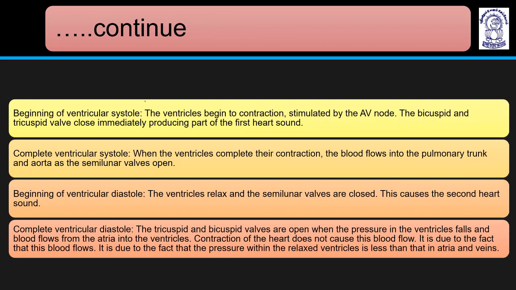Beginning of ventricular systole. The ventricles begin to contract, stimulated by the AV node. The bicuspid and tricuspid valves close immediately, producing part of the first heart sound, that is lub.